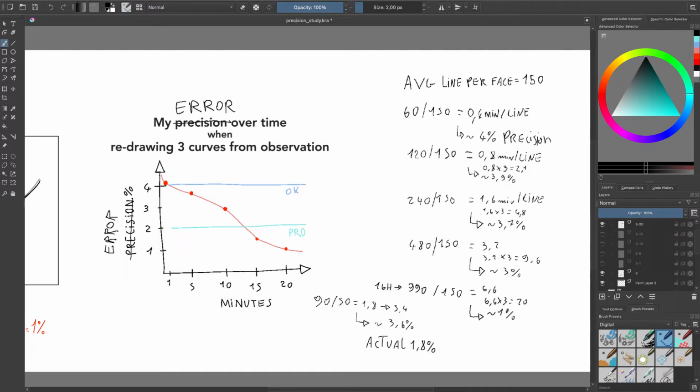Yesterday I did a drawing. It was a 50-line drawing. I counted them, and I did it in 1 hour and a half. At the end, I was at 1.8% accuracy. But my estimation following this graph tells me that I should be at 3.6. So it's not estimating well.